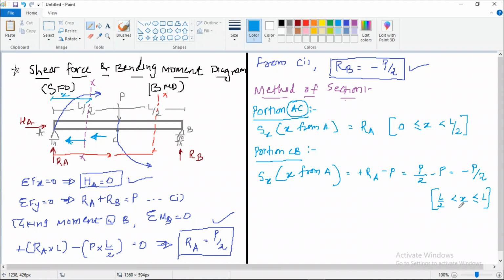So it is clear that Sx is constant between just right of C up to the support B. Just right of C and up to the support B it is constant, and on the left hand side also it is constant. Now if we want to construct the shear force diagram, first we need to draw a baseline, right? So this is the baseline. Let us say this is point A, this is point B, and at center there is a point C.